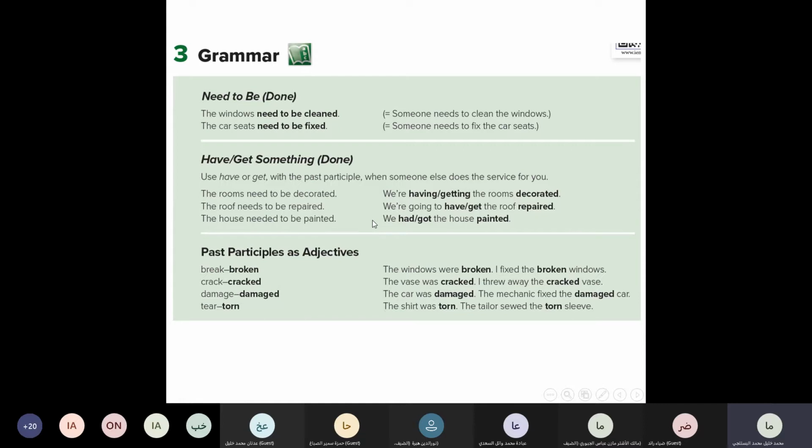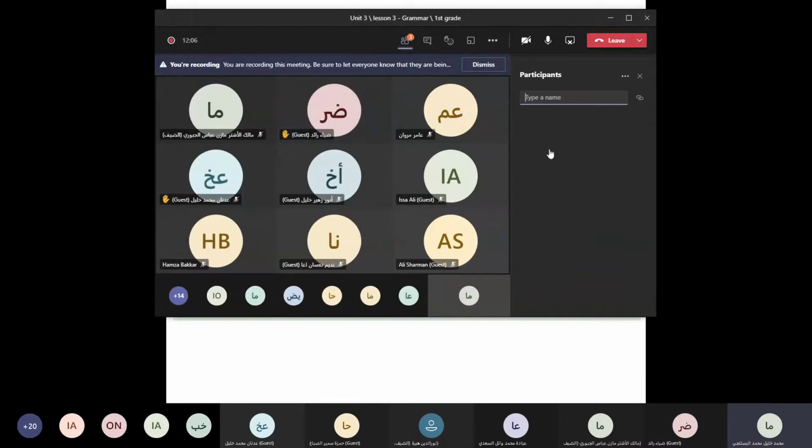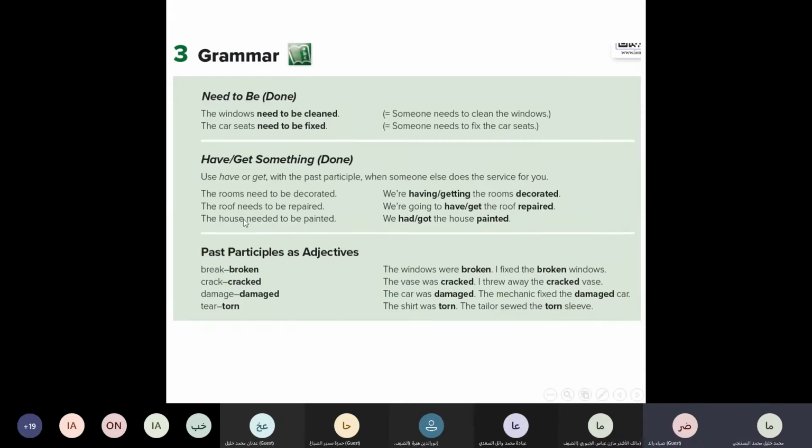Can I read? Yes. Okay. The roof, the roof needs to be repaired. Good. The roof needs to be repaired.